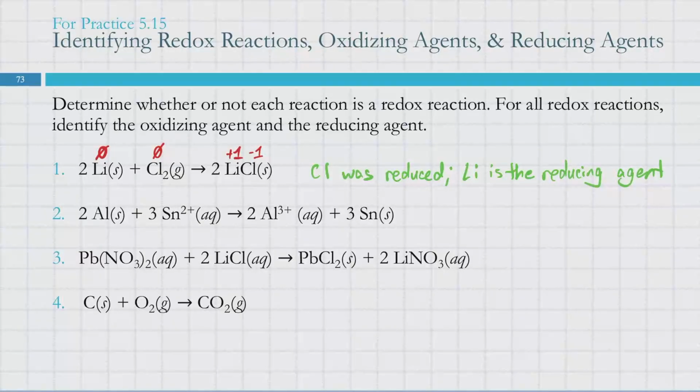And then we also have the opposite that's true. Since chlorine was reduced, lithium was oxidized. Our definition for oxidation is that the oxidation number went up. So lithium was oxidized. What caused lithium to be oxidized? What caused lithium to lose its electron? The chlorine. So chlorine is the oxidizing agent.